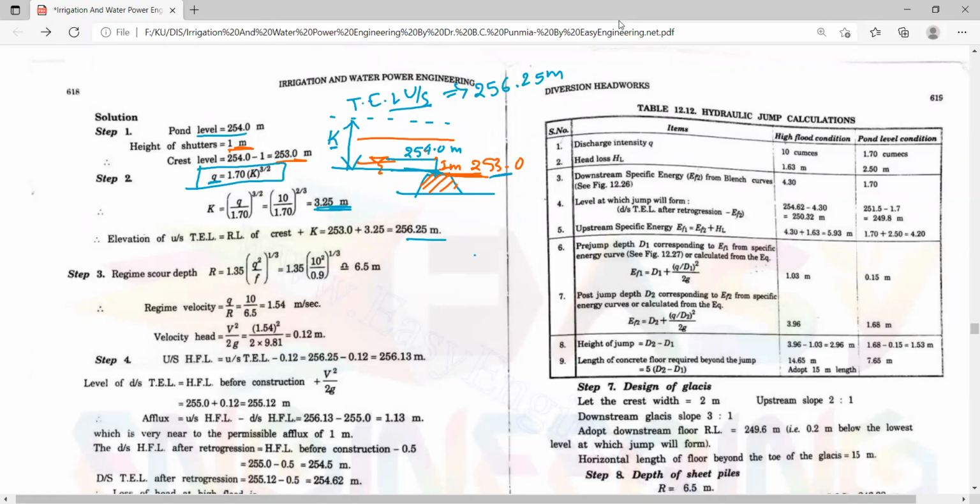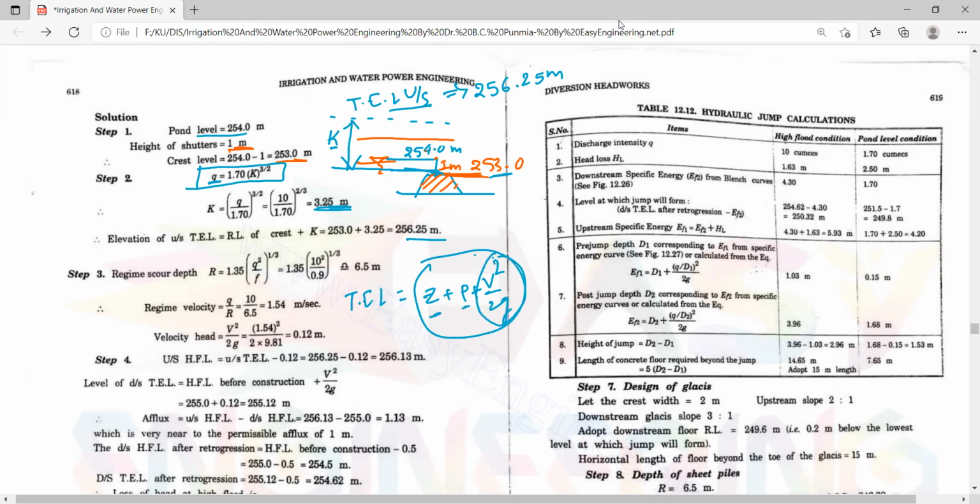We need to calculate the total energy line on the downstream side, as well as check the permissible afflux and permissible exit gradient. So for that, first I want to calculate the residual depth and residual velocity. Total energy line will be equal to the sum of datum head plus pressure head plus velocity head. So this will be the total energy line. We add everything to get the total energy line. Here we have these two, datum head and pressure head. Only velocity head is not there.